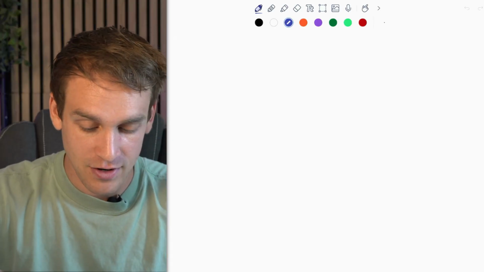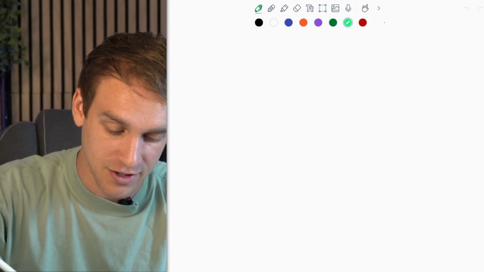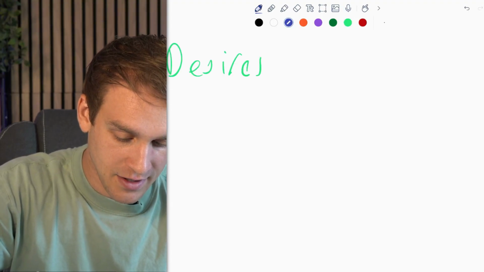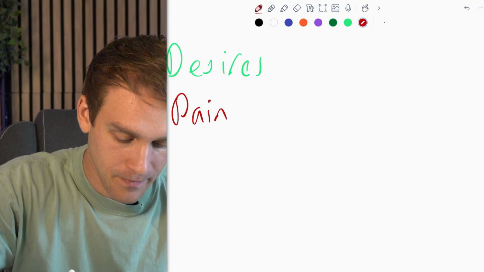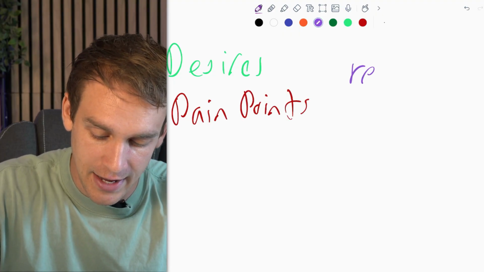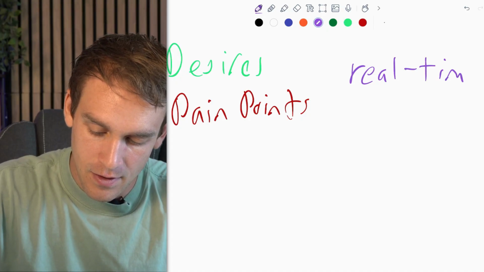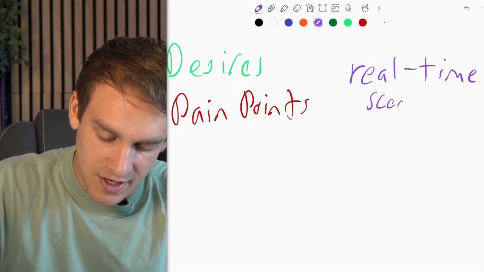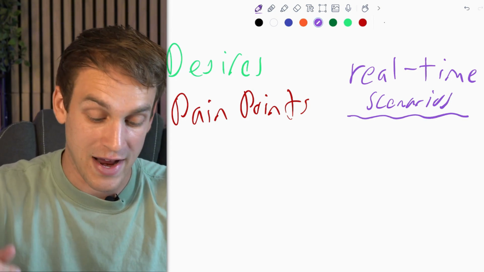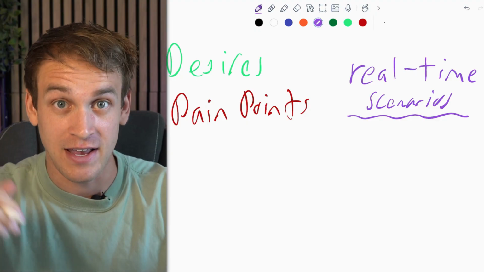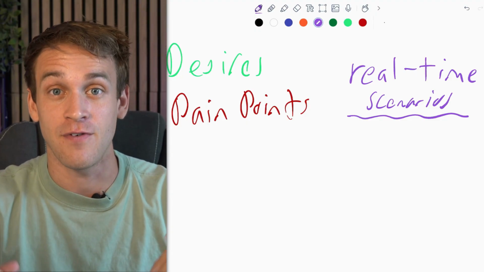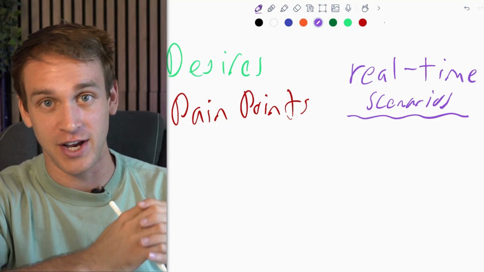How do we do that? So first, we have to sit here and think about our target prospects' desires and their pain points, okay? And within these 2 buckets, what are the real-time scenarios that they are dealing with? What are they dealing with right now? What desires do they have right freaking now? What pain points do they have right freaking now? What are they struggling with right freaking now? Very contextual situations we want, okay?